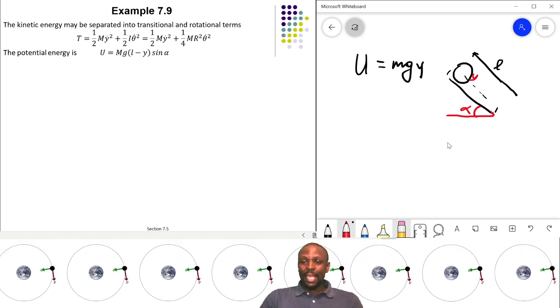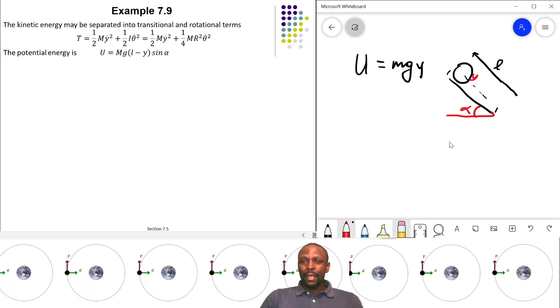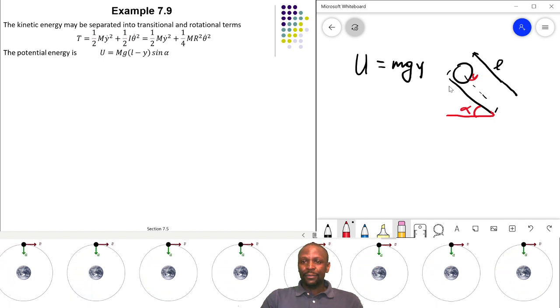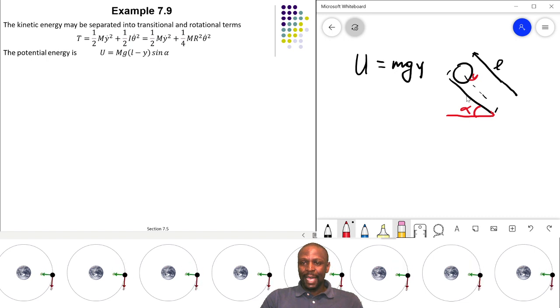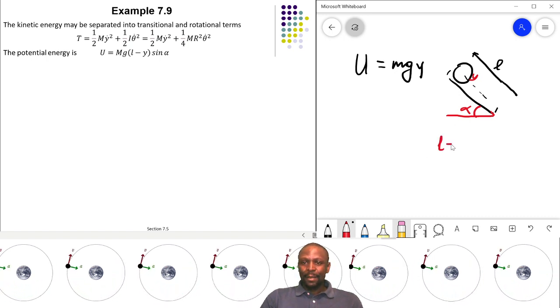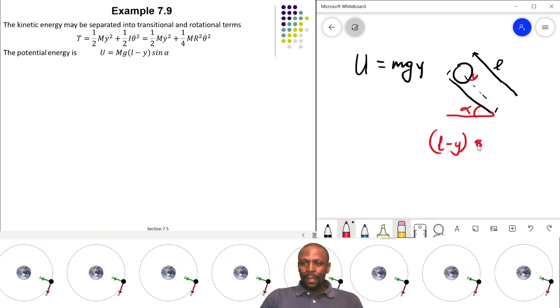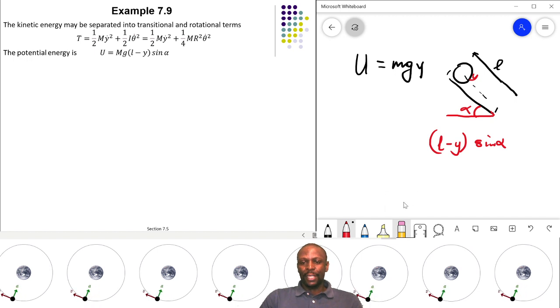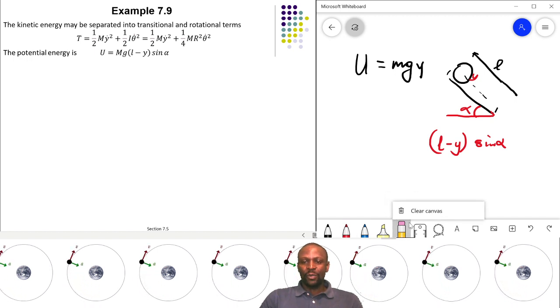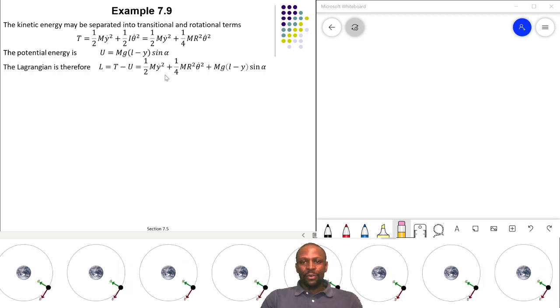The y will be defined in terms of r. If this is r, that r is nothing else but just l minus y, the sine of that. I hope you understand that. So that will be your potential energy term. Now the Lagrangian will therefore be given by that.